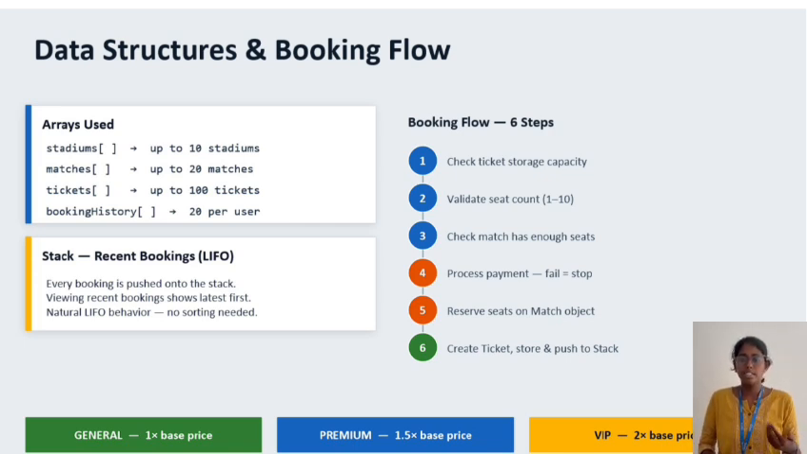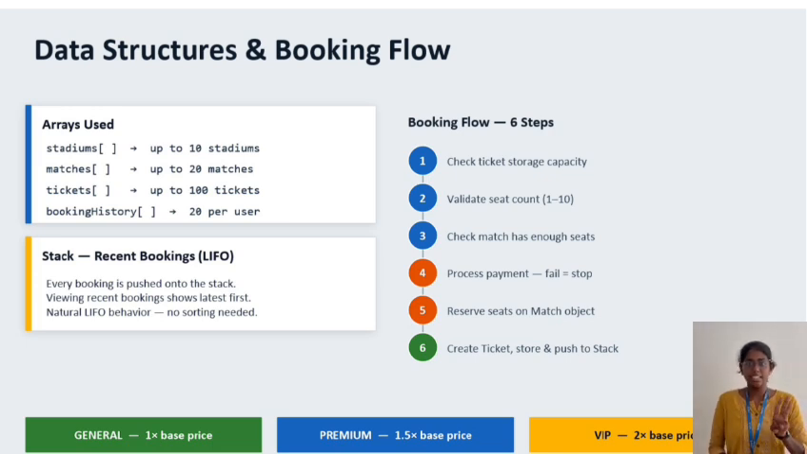Then we reserve the seats on the match object, reducing the available seats. And then we create the ticket object, store it in an array, add it to the user history, and push it onto the recent bookings stack. If any step fails, we stop and inform the user, so no partial bookings occur. Finally, the seat category pricing.